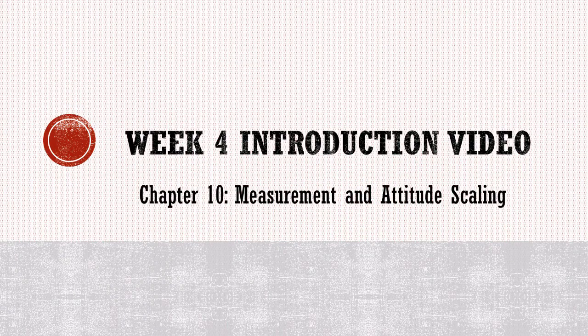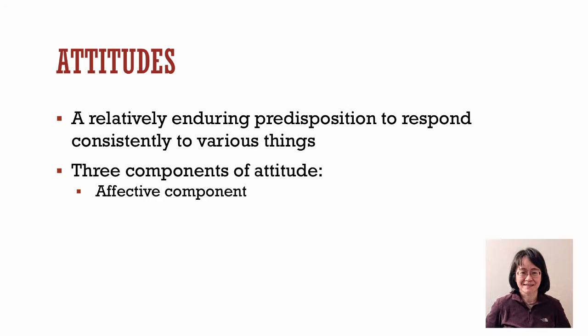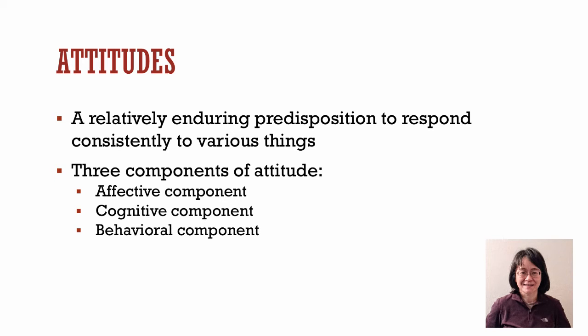Part 2 of this Chapter 10 video focuses on the concept of attitude and a scale to measure an attitudinal concept. Attitudes are a relatively enduring predisposition to respond consistently to various things, including people, activities, events, and objects. Attitudes consist of three components: the affective, or the emotions or feelings involved; the cognitive, or awareness or knowledge; and the behavioral, or the predisposition to action.